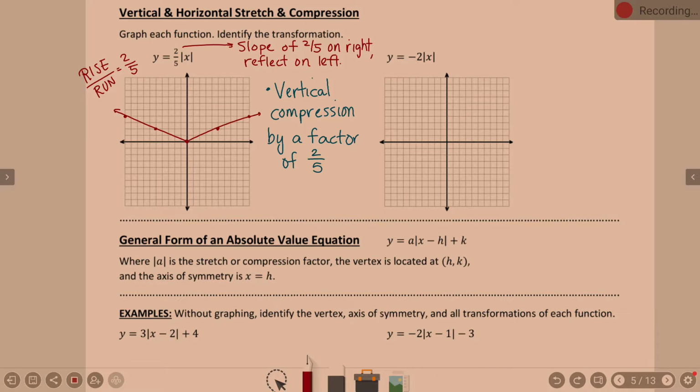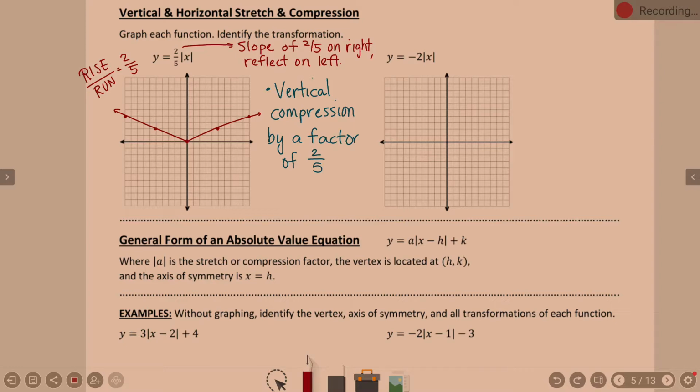What happened to my V? It got compressed. Does it look like it got compressed? As it got compressed, it got wider. Technically, it's going to be the same height as the other one, because they go on infinitely, but it looks smaller. It looks shorter, doesn't it? So this is a vertical compression. Technically, we could also call it a horizontal stretch.